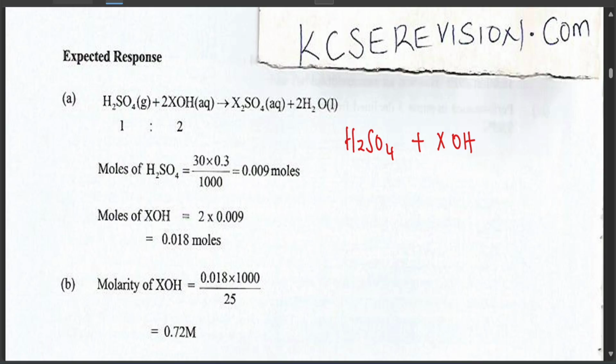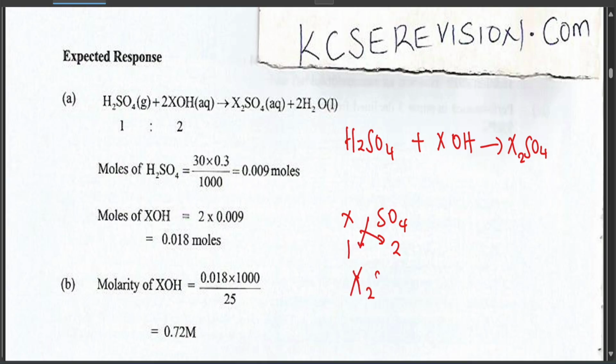So if you react the sulfuric acid with the XOH, you get X2 sulfate. X having 1 and sulfate having 2, it therefore becomes X2SO4. So you have X2SO4 plus water, because if you take acid plus base, it's salt plus water. This one was supposed to be aqueous, this one aqueous, this one aqueous, and this is liquid. So you get this.